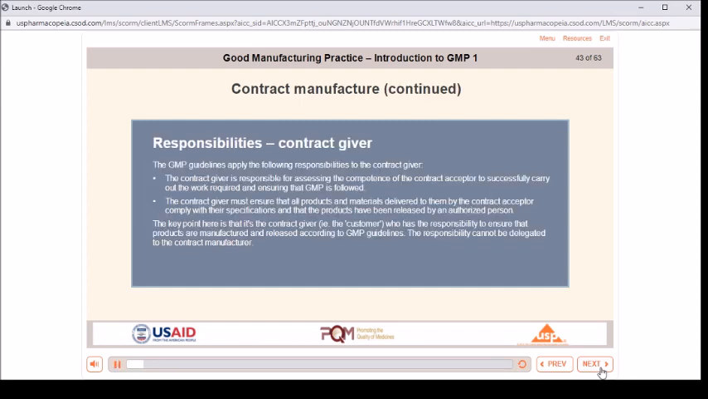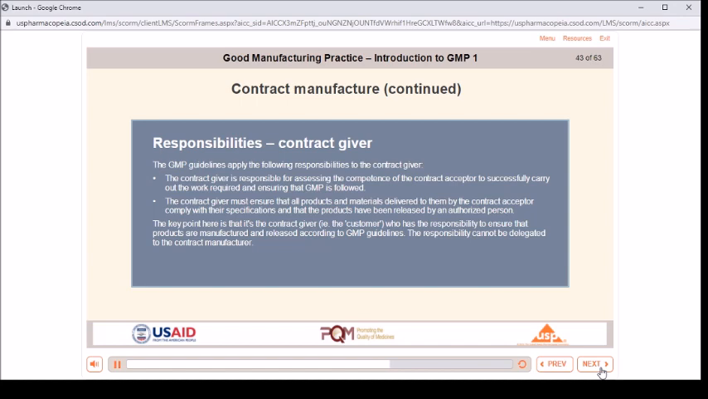Contract manufacturer. Continued. Responsibilities. Contract giver. The GMP guidelines apply the following responsibilities to the contract giver. The contract giver is responsible for assessing the competence of the contract acceptor to successfully carry out the work required and ensuring that GMP is followed. The contract giver must ensure that all products and materials delivered to them by the contract acceptor comply with their specifications and that the products have been released by an authorized person.